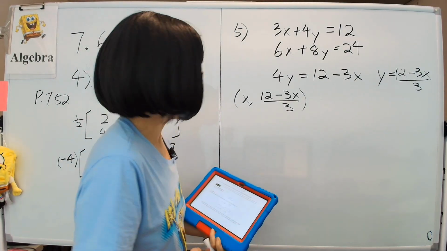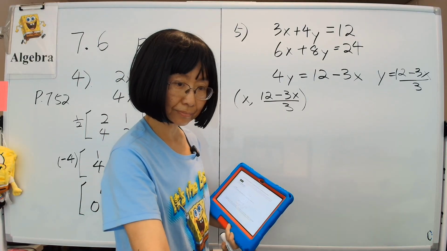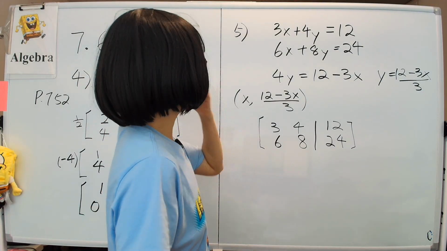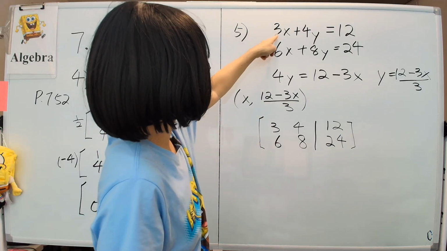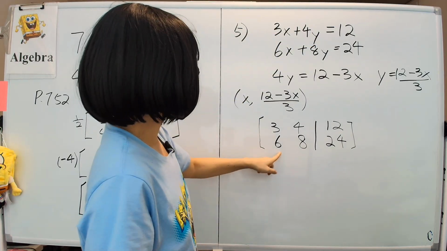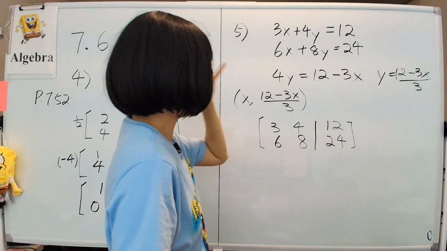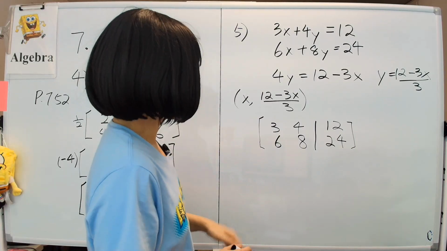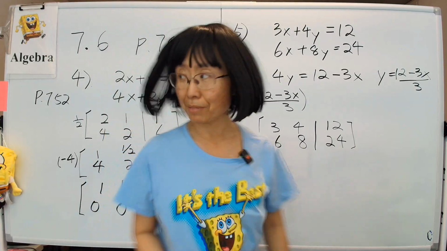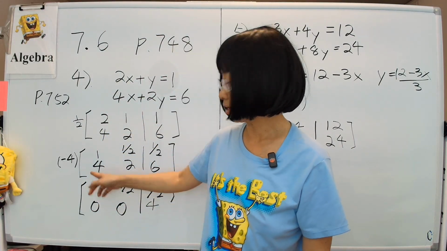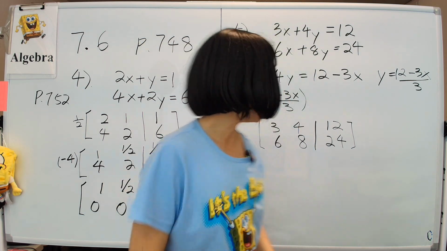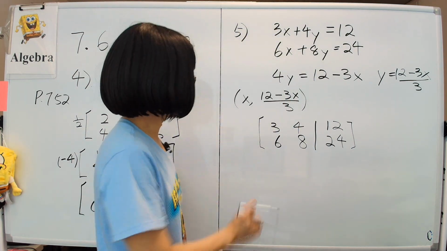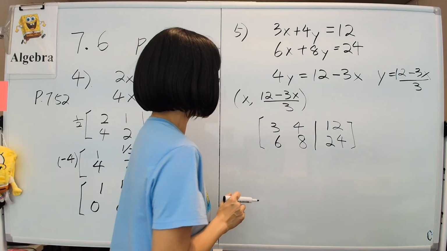So let me write down the matrix. So I wrote down the matrix. That is, this is 3, 4, 12. Now the bottom is 6, 8, 24. All right, so here's our matrix, and we have to again go down the column, go down diagonally into 1. And to do that, we'll take the first row. We'll work on this one first.